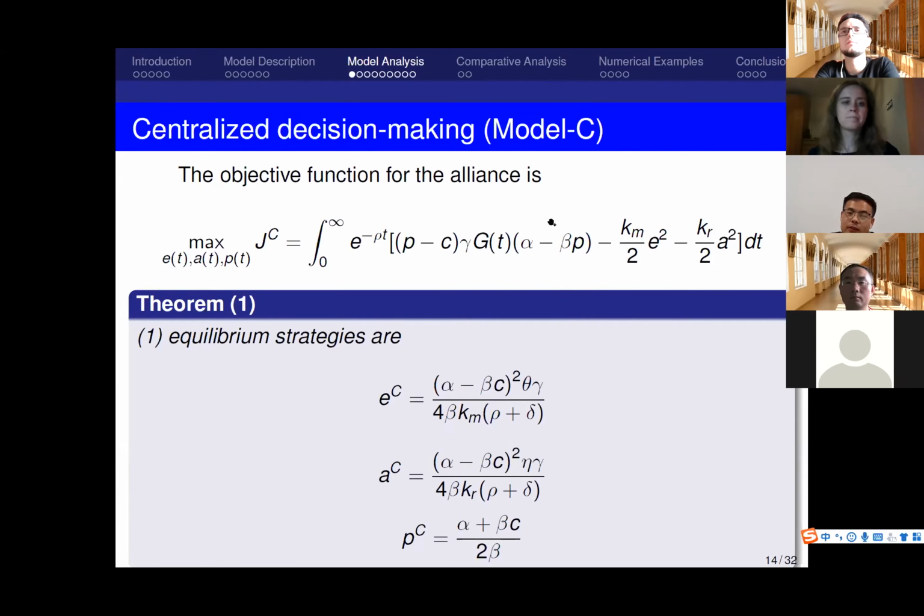In this model, there is no omega_t. It's just the retailer price minus the cost, multiplied by the demand function, minus the two cost functions. After the calculation, the equilibrium strategies in model C are just like this. E_C, A_C, and P_C are the arithmetic solution.